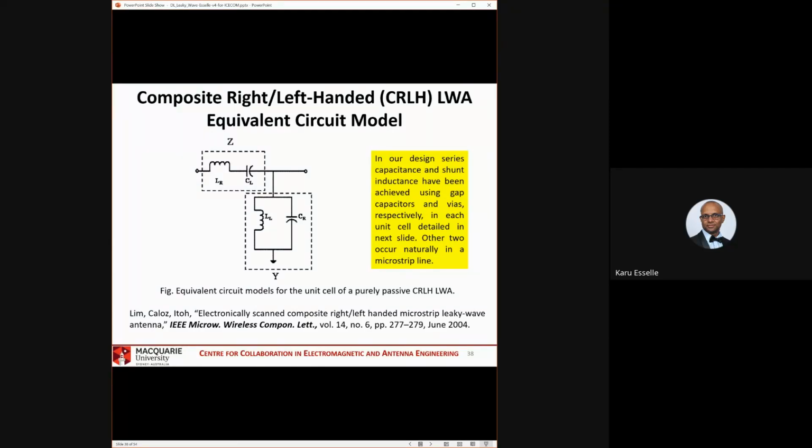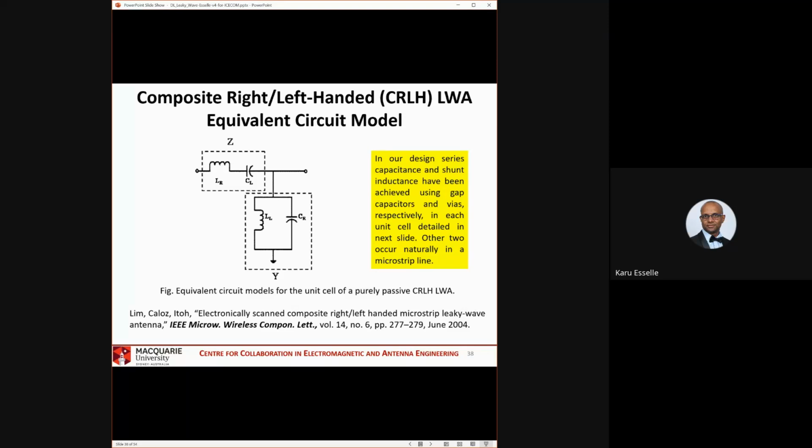Now this is another leaky wave antenna. It's a composite right and composite left type antenna. That is the type of antenna, the one I showed you, right? The first reconfigurable one, the Carlos Ito one. It is of this type. They implemented this using gap capacitors and actual varactors.